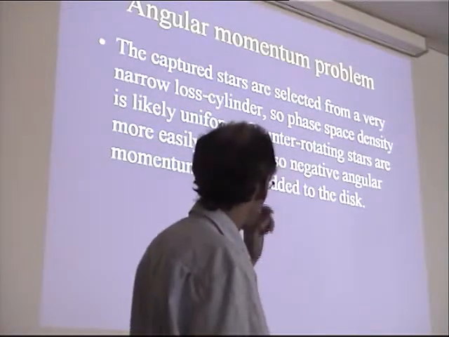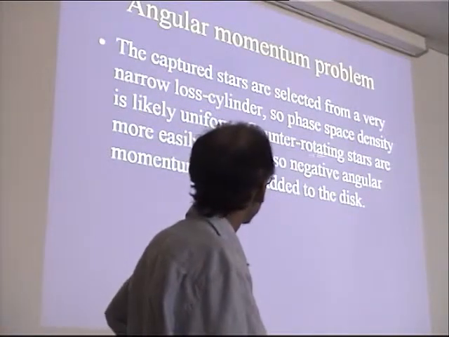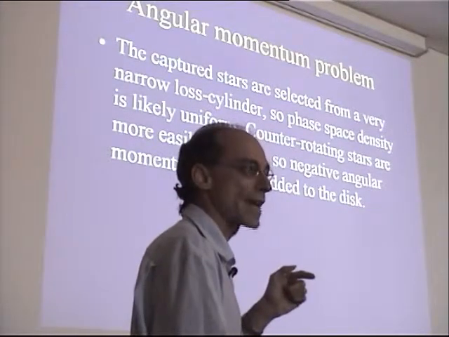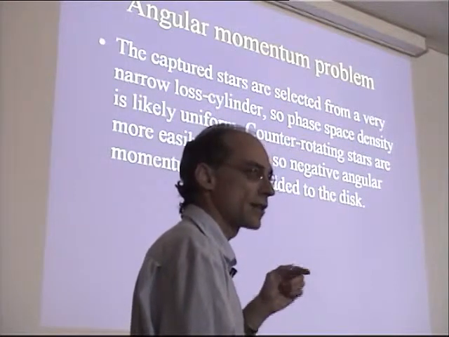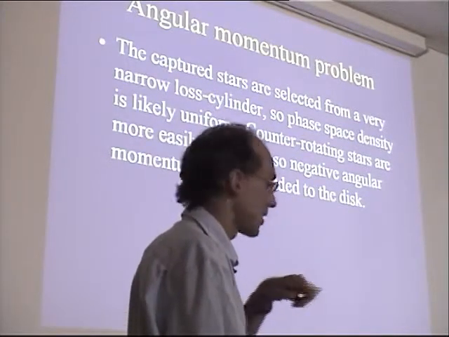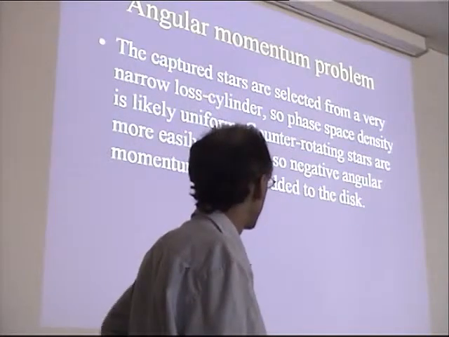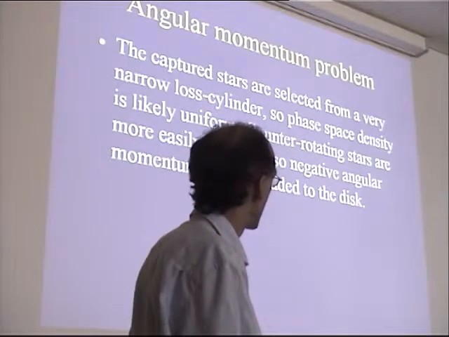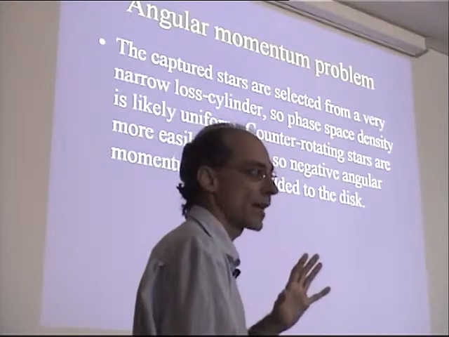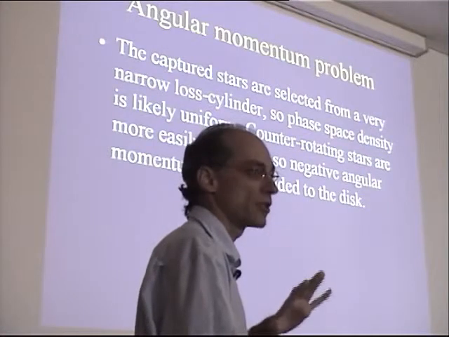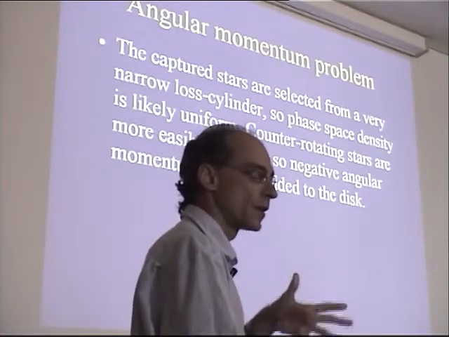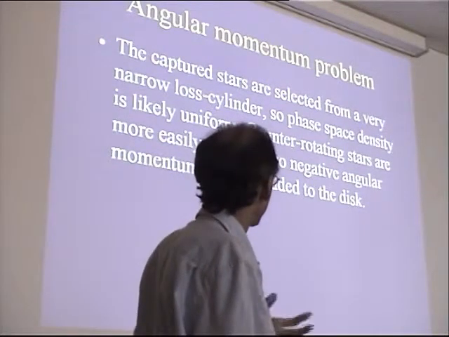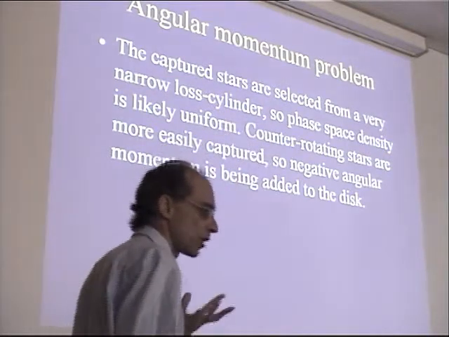But the more important problem is that counter-rotating stars are more easily captured, because when they go through the disk, of course, the relative velocity with the gas in the disk is higher than for stars that are prograde and rotate in the same sense as the disk. So if you tend to capture more stars that counter-rotate, on average, the mass that's added to the disk would have net angular momentum opposite to that of the disk. It would tend to essentially remove angular momentum from the disk continuously. If negative angular momentum is being added to the disk, then the disk could not be supported.